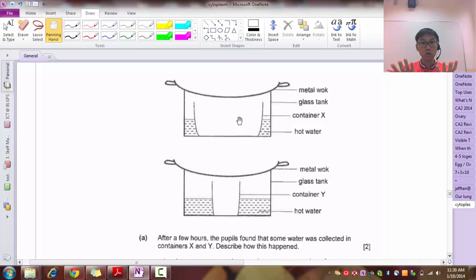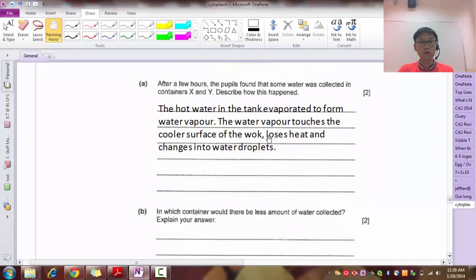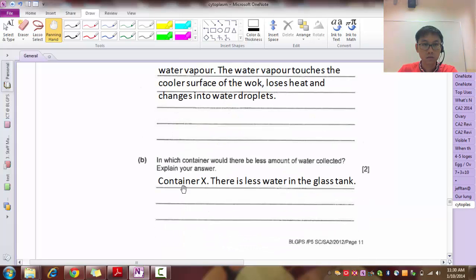So which one will have more water at the end? The one with the smaller cup, because it has more water to be evaporated, more water to condense and drip in. This one has less water. Okay, so this is how you explain your answer. So container X, because there's less water in the glass tank. That's as simple as it is.